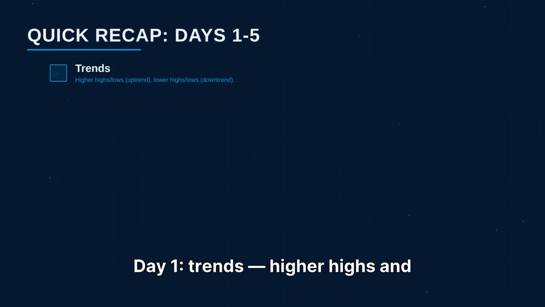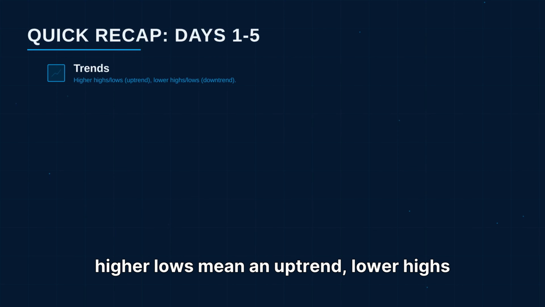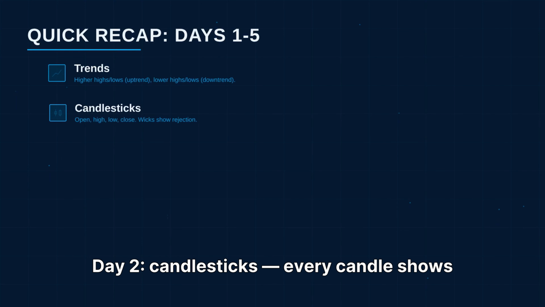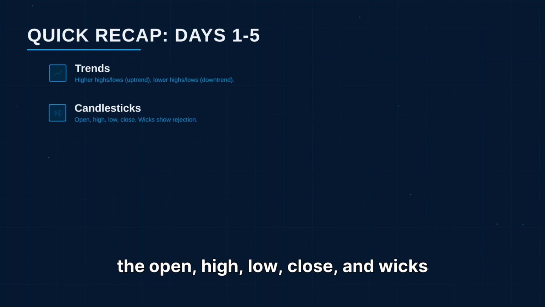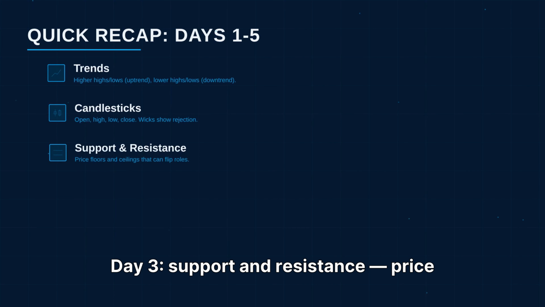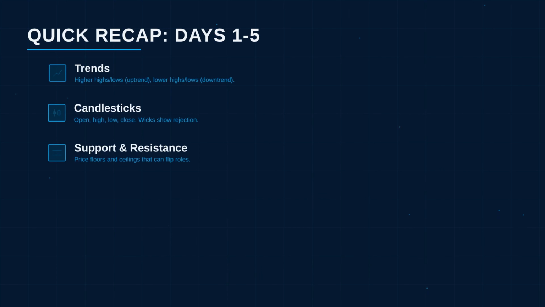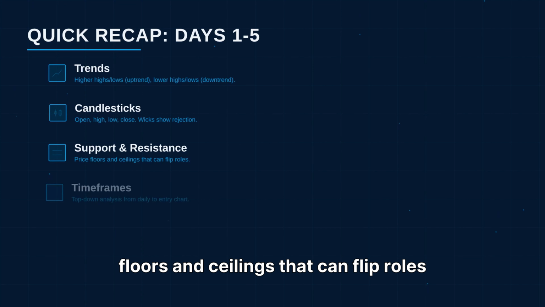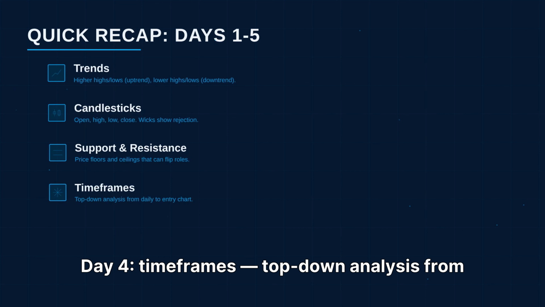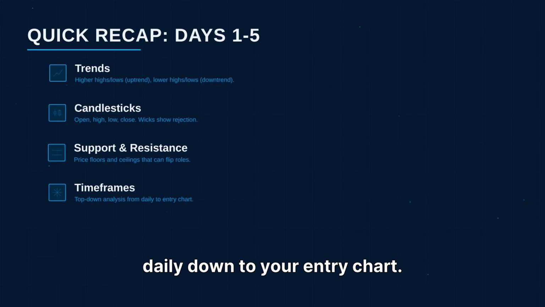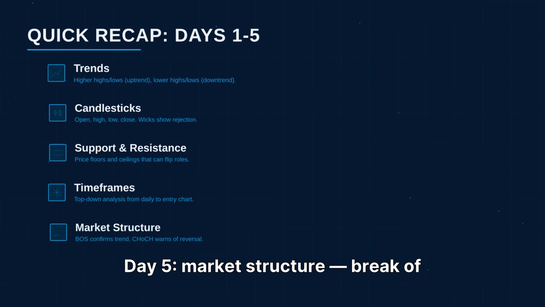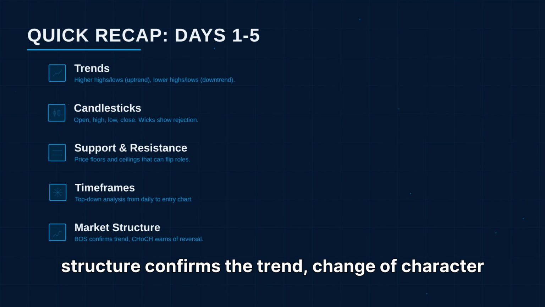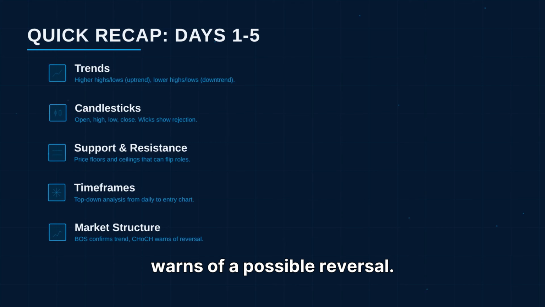Let's get into it. Quick recap before we dive in. Day 1, trends. Higher highs and higher lows mean an uptrend. Lower highs and lower lows mean a downtrend. Day 2, candlesticks. Every candle shows the open, high, low, close, and wicks show rejection. Day 3, support and resistance. Price floors and ceilings that can flip roles once broken. Day 4, time frames, top-down analysis from daily down to your entry chart. Day 5, market structure. Break of structure confirms the trend. Change of character warns of a possible reversal.